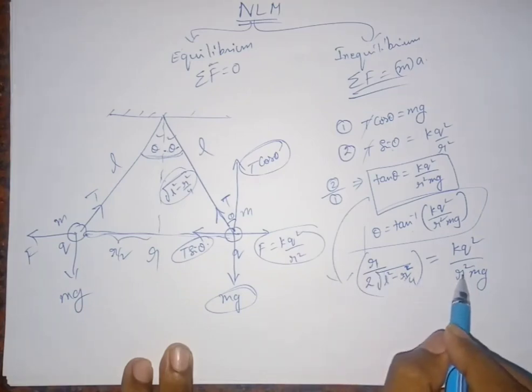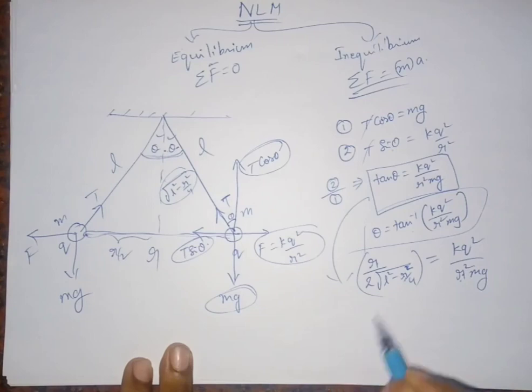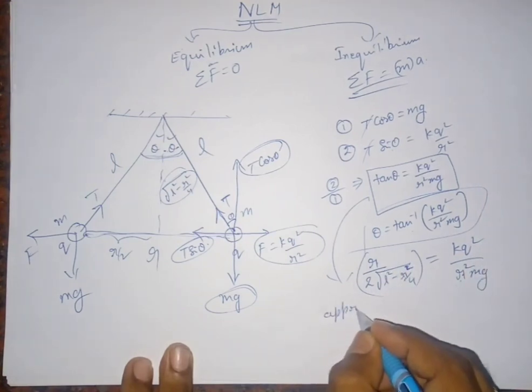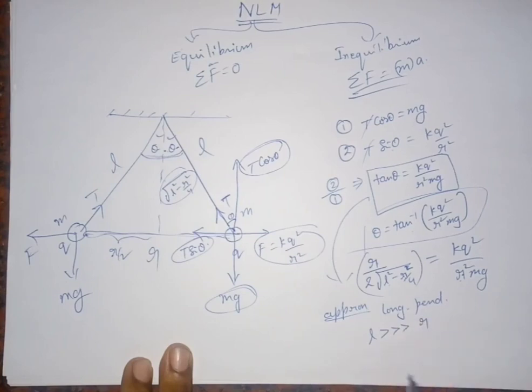Now we need r, but this r equation is a bit complex. Here we have r square and then r square, and this r square is inside the root along with some L square. So I think the simplification is going to be a bit longer and a bit difficult. So let us take one approximation. What happens if it is a long pendulum? If it is a long pendulum, L is going to be very much greater than r, and hence this term can be ignored. Then we have only L in the denominator. So along with 2, then we have kq square by r square into mg.